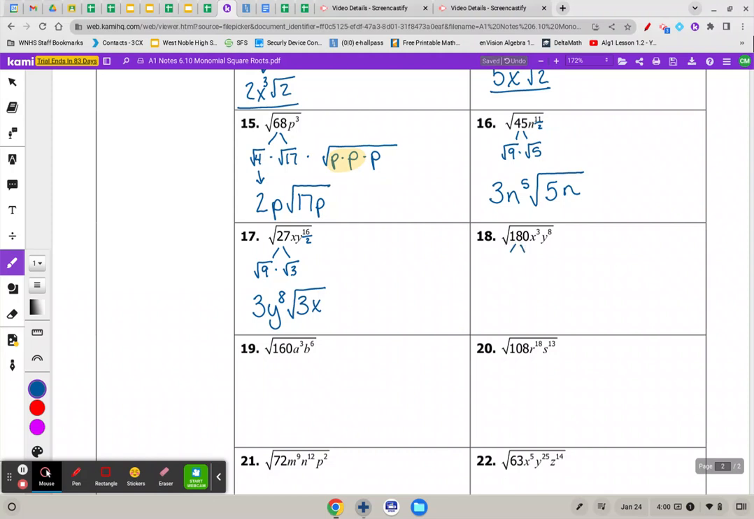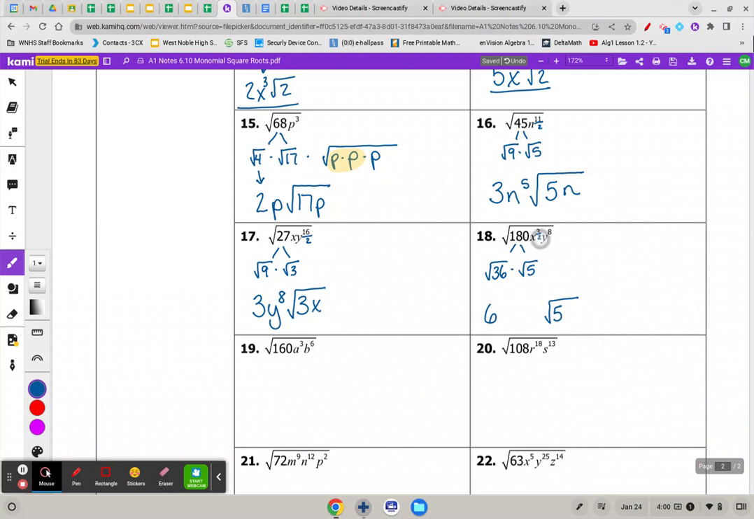(18) The square root of 180 breaks down into 36 and 5. Guys, that's just what we were doing yesterday. Today we're just adding the letters, basically. The square root of 36 is 6. Square root of 5 will stay, because it can't be simplified.